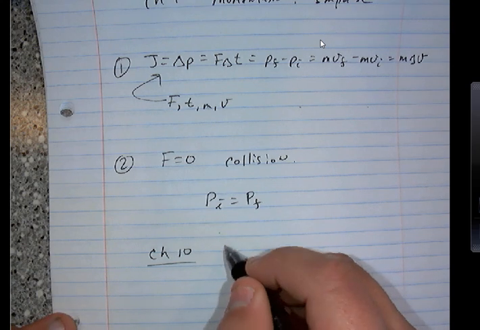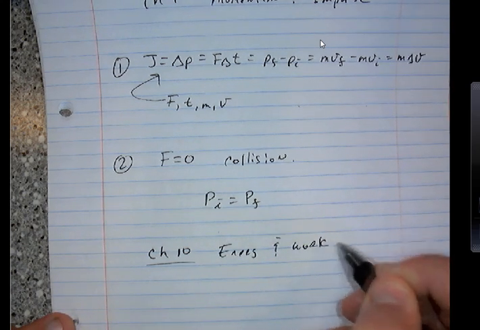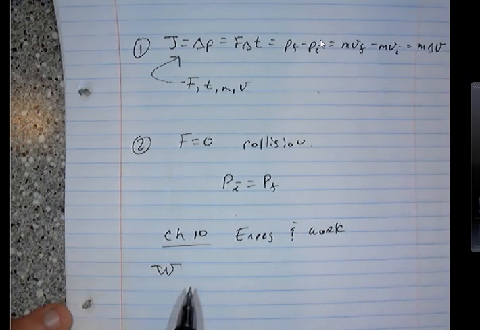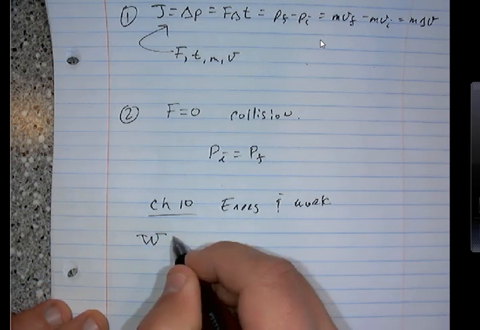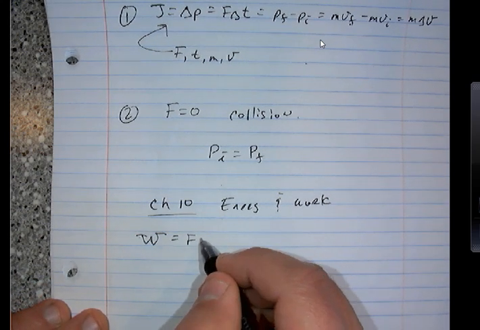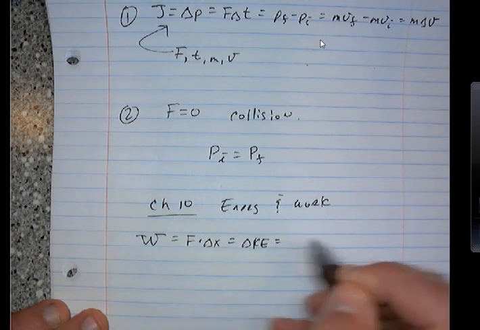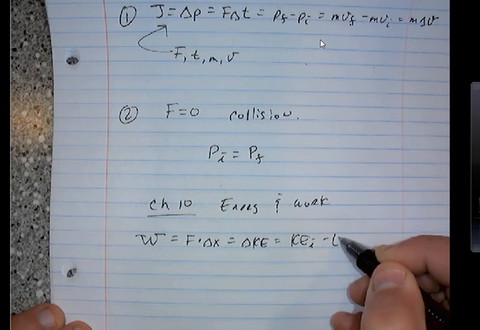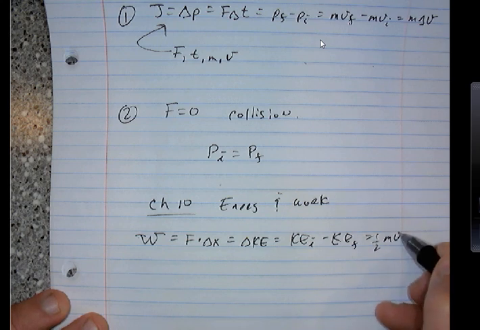And this chapter is actually called Energy and Work. So we saw the work-energy theorem. Work, I use the big W for work to distinguish it from weight. So this is F times delta x, and what does it give you? The change in kinetic energy: kinetic energy final minus kinetic energy initial. And kinetic energy, if you remember, is 1/2 mv squared.